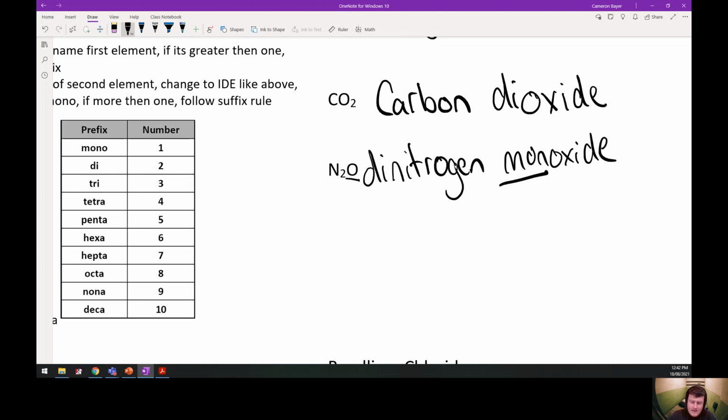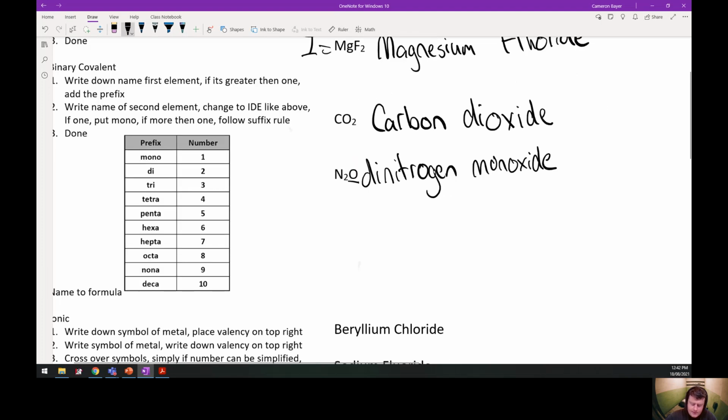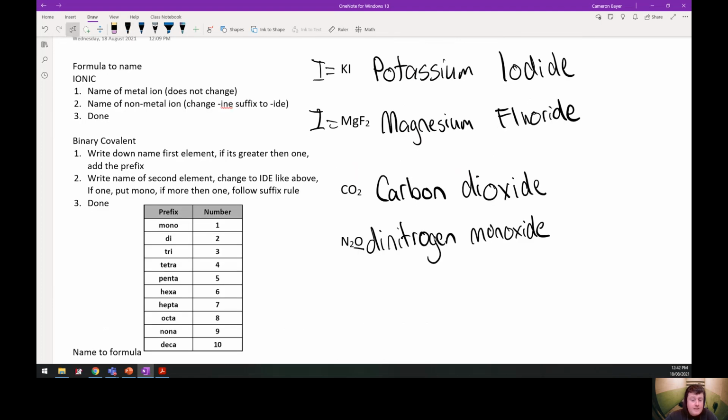So we always name it this way, and it tells us the numbers, which actually makes writing its chemical formula super easy. All right. So hopefully that makes sense. That was just going from formula to name. So remember, you need to go, I know that this is covalent, or I know this is ionic, and then you need to do the structure to get that way. Okay? So you can follow those steps that are there.